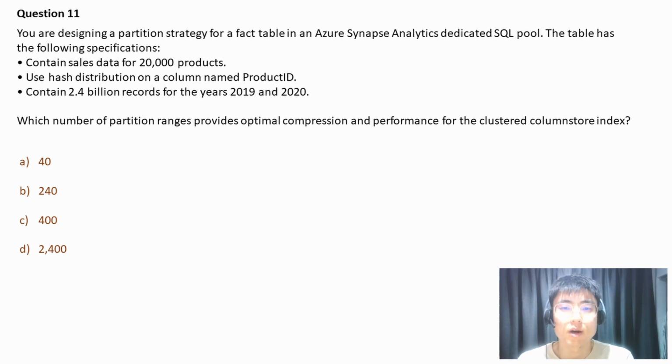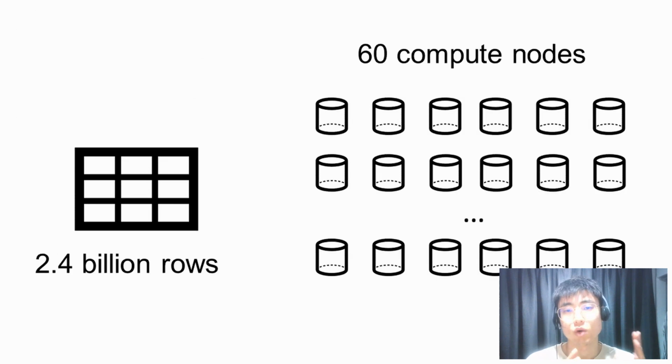This question is about best practice for partitioning as well as understanding distribution. So even though a table might appear as just one, when it's distributed, it's actually spread across 60 distributions. So 60 is the magic number here. So we have a table with 2.4 billion records.